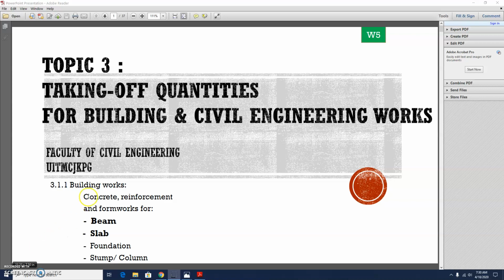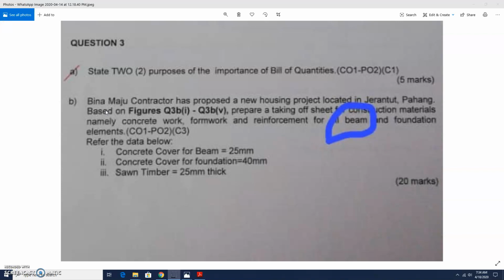In this video, we are going to look at an exercise on taking off quantities for the beam. We are going to solve question 3B. Bina Maju Contractor has proposed a new housing project located in Jerantuk, Pahang. Based on the figures, prepare a taking off sheet for construction materials, namely concrete work, formwork and reinforcement for all beam and foundation element. So refer to the data below.